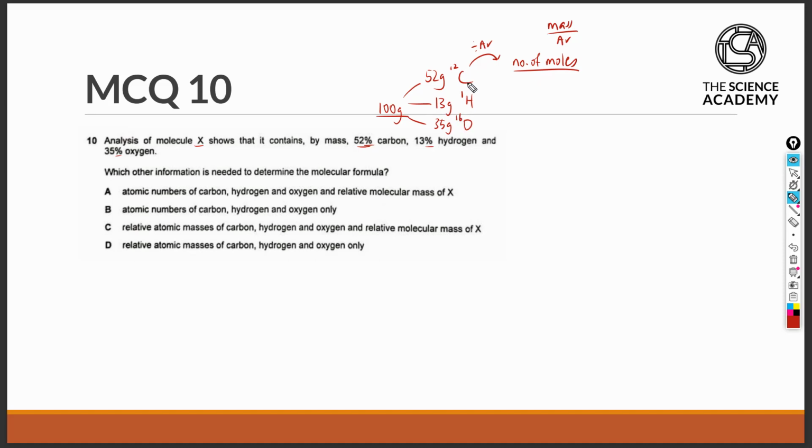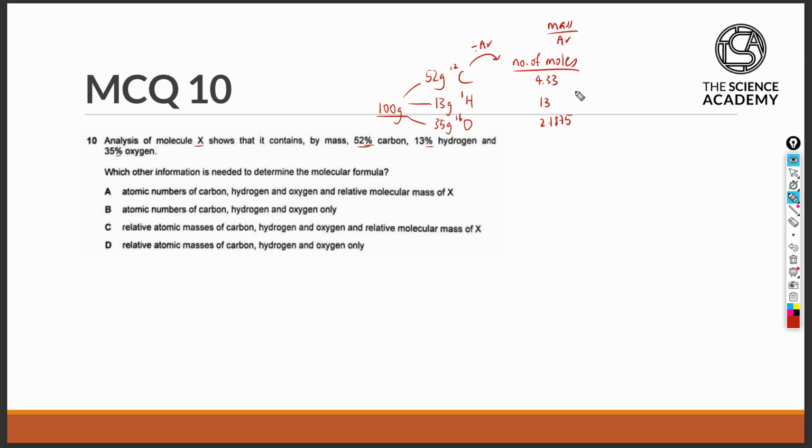The number of moles of C, H, and O will be 4.33 for carbon, 13 for hydrogen, and 2.1875 for oxygen. That means these are the number of moles of carbon, hydrogen, and oxygen present respectively in a molecule X.